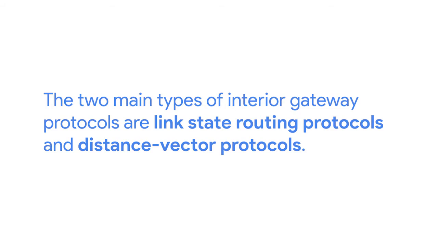Spoiler alert, we'll cover exterior gateway protocols in an upcoming video. The two main types of interior gateway protocols are link state routing protocols and distance vector protocols. Their goals are super similar, but the routers that employ them share different kinds of data to get the job done. Distance vector protocols are an older standard.